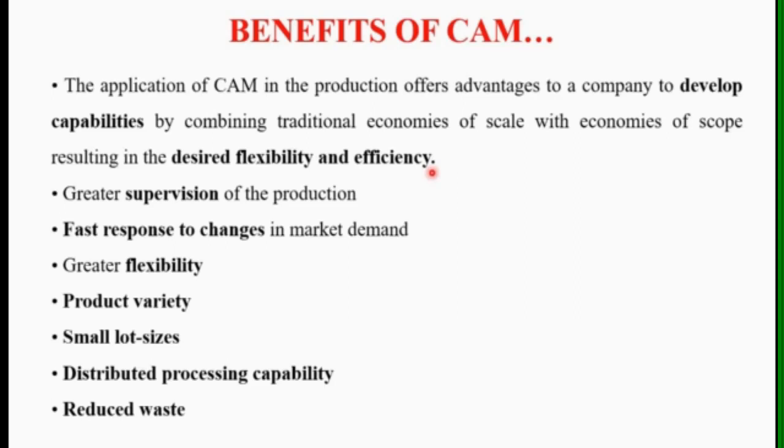Product variety: we can produce a variety of products, a variety of operations. Also we can produce the same product or component. Then CAM also helps while producing small lot size products, small components, or a smaller number of components. Then there is also distributed processing capability, and CAM also helps in reducing the waste of the manufacturing system. It also helps in reducing manufacturing waste in the manufacturing industries.